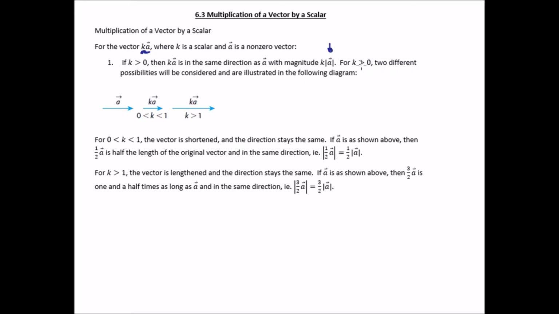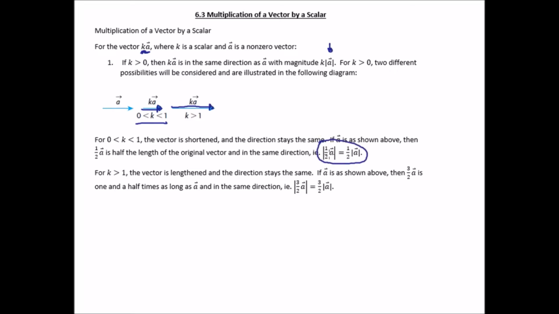For k greater than 0, two different possibilities are considered and illustrated in this diagram. If k is between 0 and 1, the vector is in the same direction but shortened. If k is greater than 1, the vector is in the same direction but lengthened.